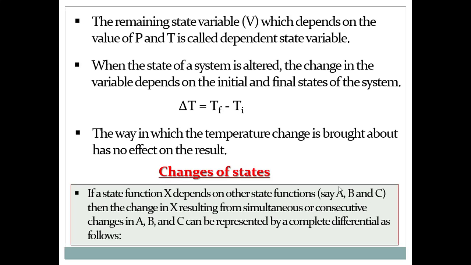When the state of a system is altered, the change in the variable depends on the initial and final states of a system. So that will be changing maybe in temperature, it will be the final temperature minus the initial temperature. The way in which the temperature change is brought about has no effect on the result. So the cause of the temperature change has no effect.